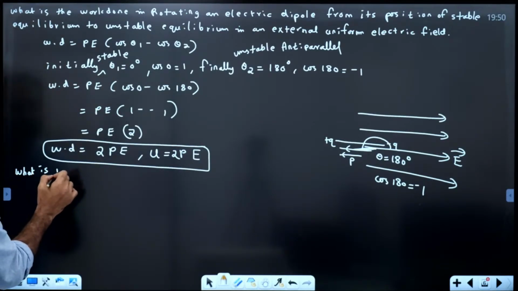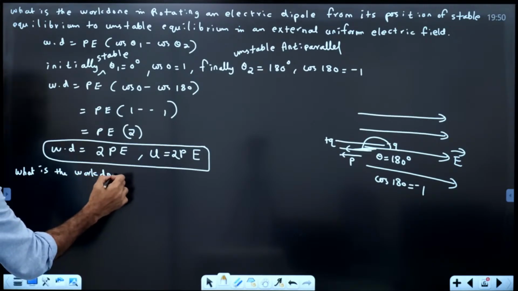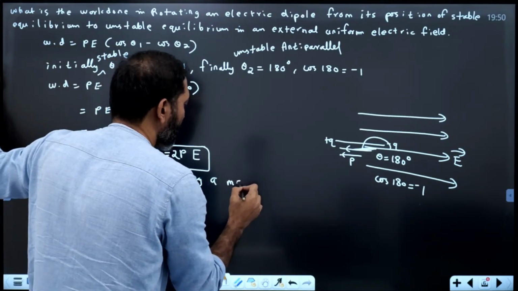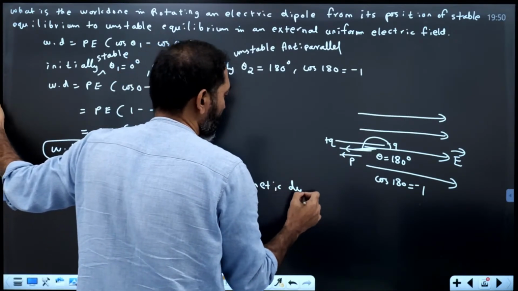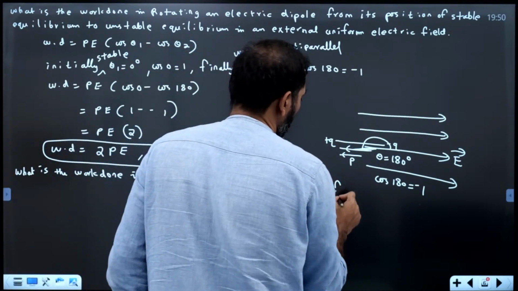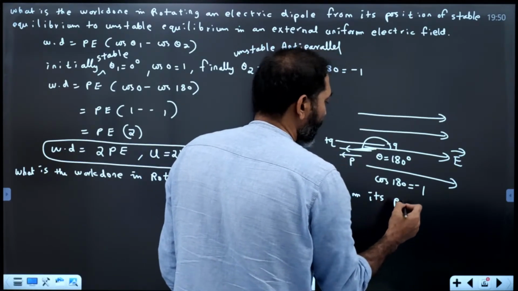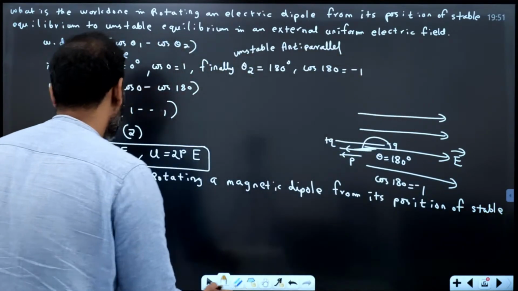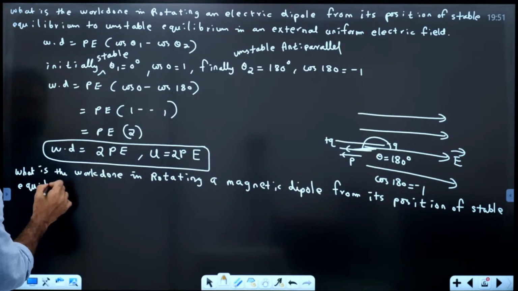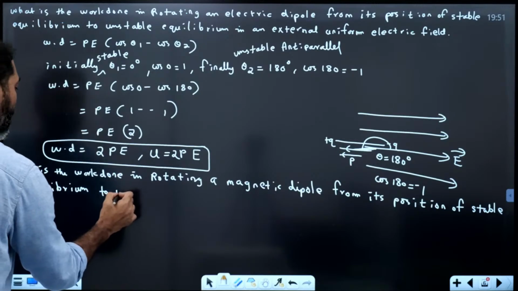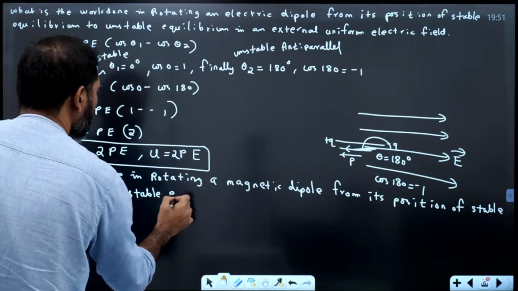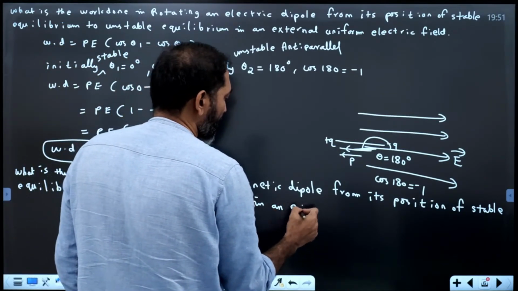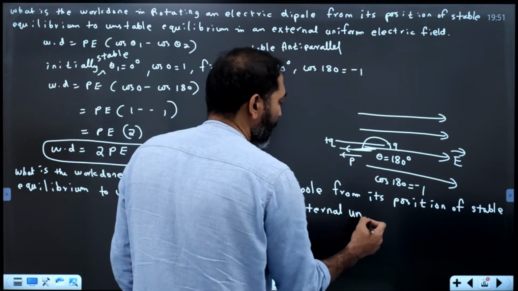What is the work done in rotating a magnetic dipole from its position of stable equilibrium to unstable equilibrium in an external uniform magnetic field.